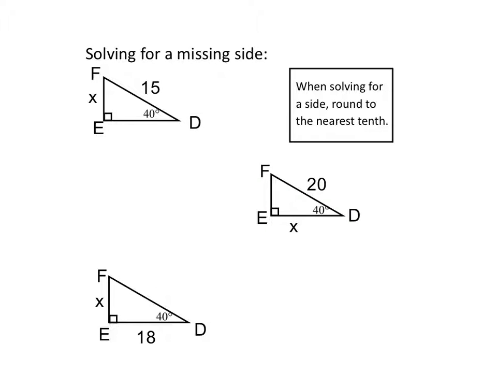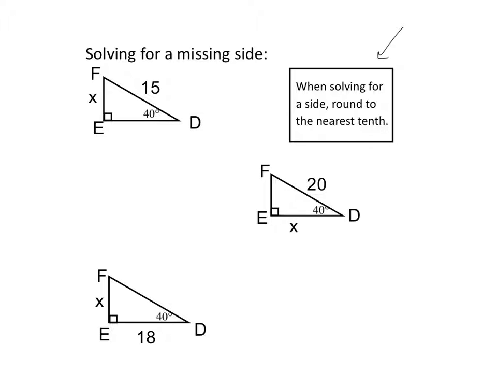So now we're going to see how this actually applies to finding a missing side length. We're going to look at a couple of examples. When we solve for a missing side length, we're going to round to the nearest tenth. I put a little reminder right there. So let's look at this first one, triangle FED. We know 40 degrees, and we know 2 sides. We have one that's 15, and then we have one that's just x. So we know 2 out of the 3 sides.